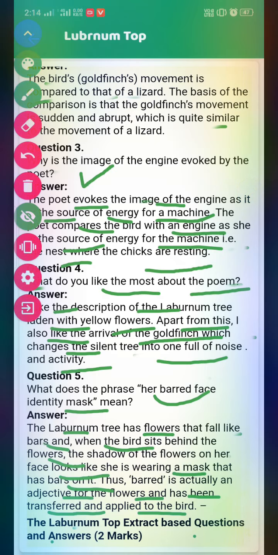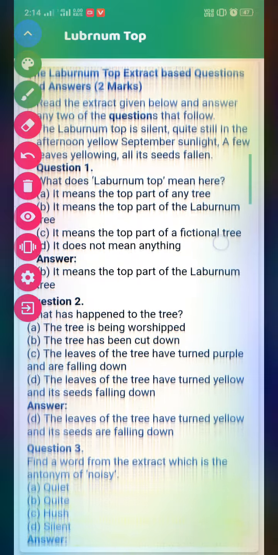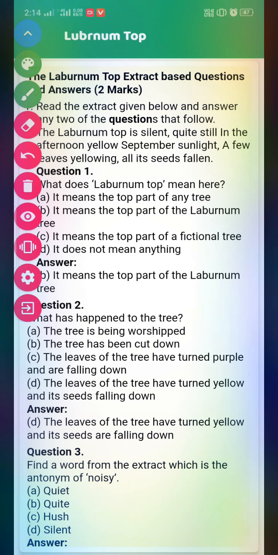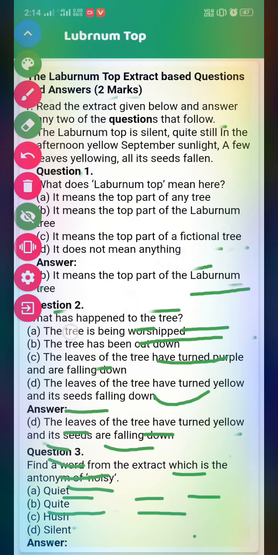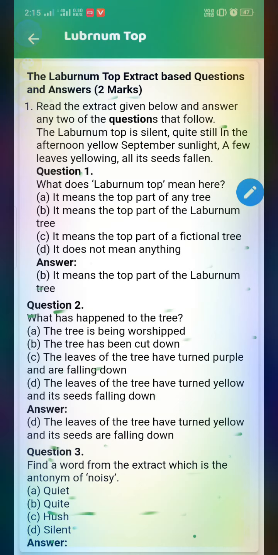Let me scroll up on the page once again so that it would be clear to see. Next, let me erase the underlines on the screen at first. Next, the Laburnum Top extract based questions and answers for 2 marks. Read the extract given below and answer any 2 of the questions that follow.